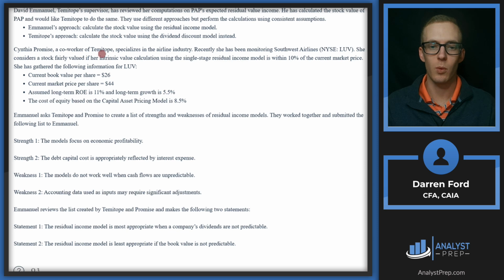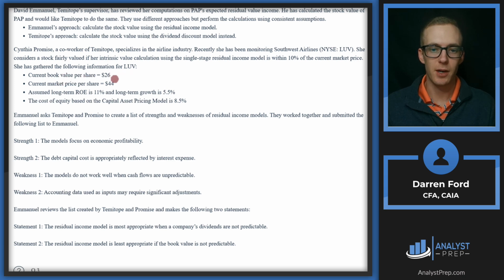Cynthia Promise, a coworker of Temitope, specializes in the airline industry. Recently, she's been monitoring Southwest Airlines. She considers a stock fairly valued if her intrinsic value calculation using the single-stage residual income model is within 10% of the current market price. She's gathered the following information for LUV.